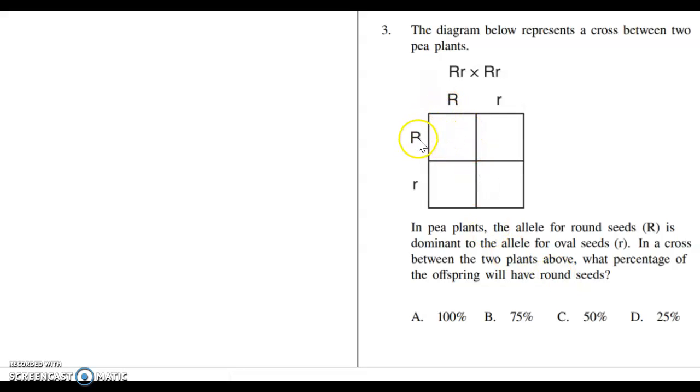This one right here will be big R, big R. This one will be big R, little r. This one will be big R, little r. And then this one will be little r, little r. So this one, our big R, big R, and our 2 big R, little r's all have a capital letter. They all have an uppercase letter, big R, representing that dominant trait of having round seeds. So that's 3 out of our 4. We want to know percents. We count percents like quarters. So 25, 50, 75. 75% of our offspring we would expect to see round seeds in. B would be 75%.